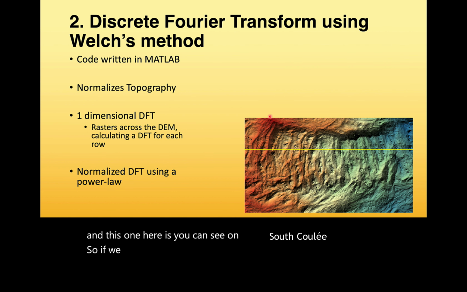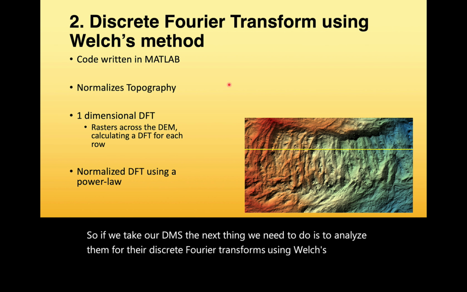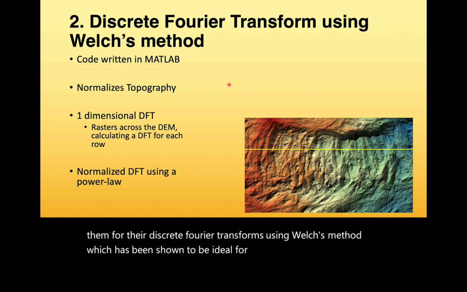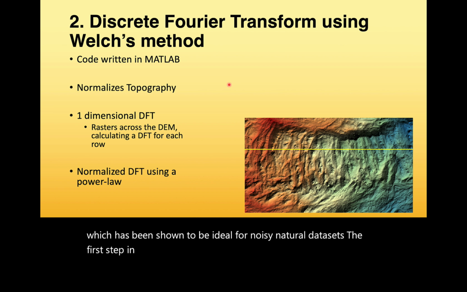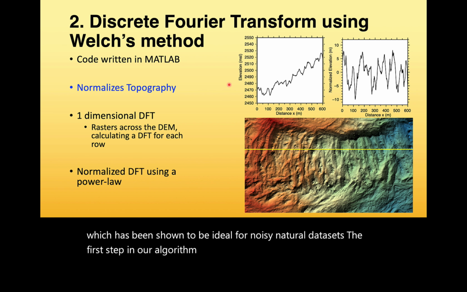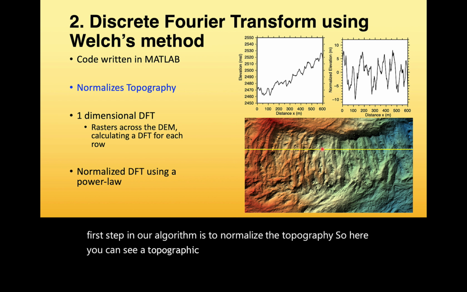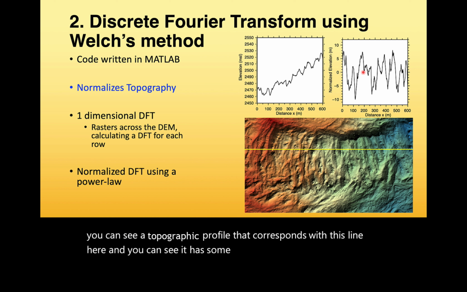So if we take our DEMs, the next thing we need to do is to analyze them for their discrete Fourier transforms using Welch's method, which has been shown to be ideal for noisy natural data sets. The first step in our algorithm is to normalize the topography. So here you can see a topographic profile that corresponds with this line here. And you can see it has some underlying slope, so we need to remove that.